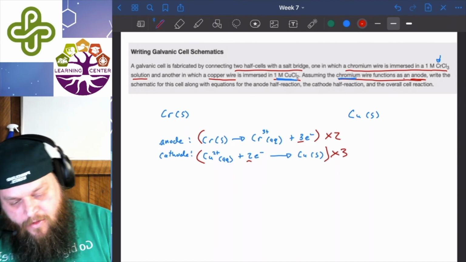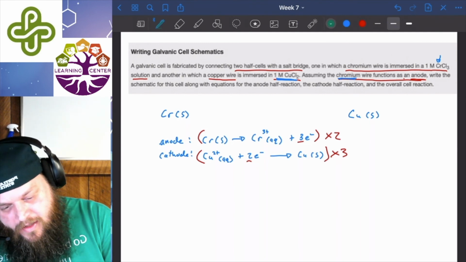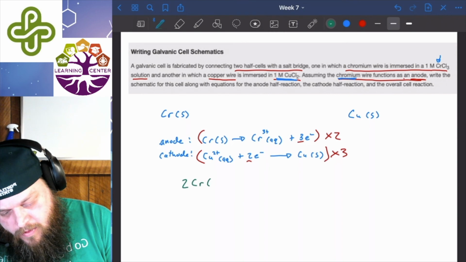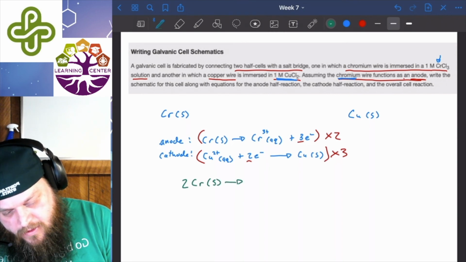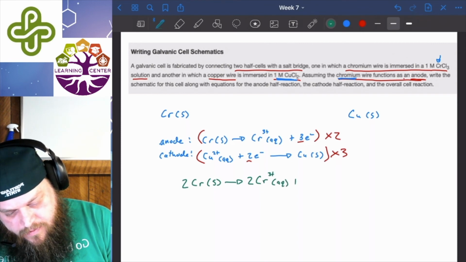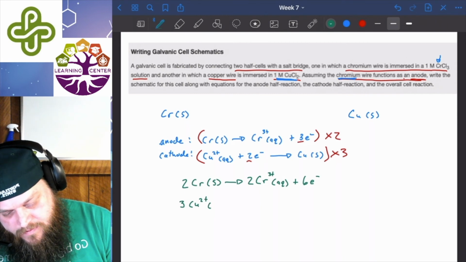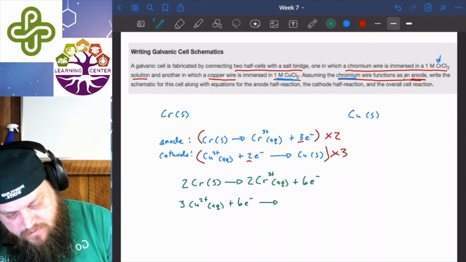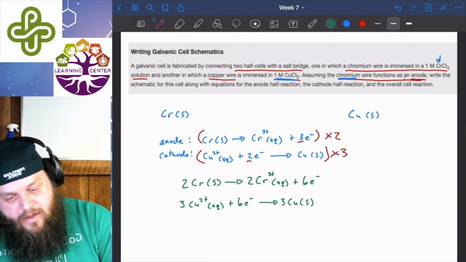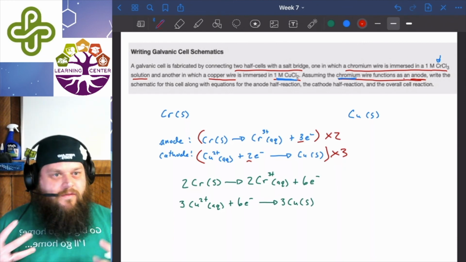But adding these together, multiplying them together first, we would get 2 chromium solid producing 2 chromium 3+ aqueous plus 6 electrons. The cathode reaction can be 3 copper 2+ aqueous plus 6 electrons produces 3 copper solids. So now we can combine these two equations into one final equation that we have.